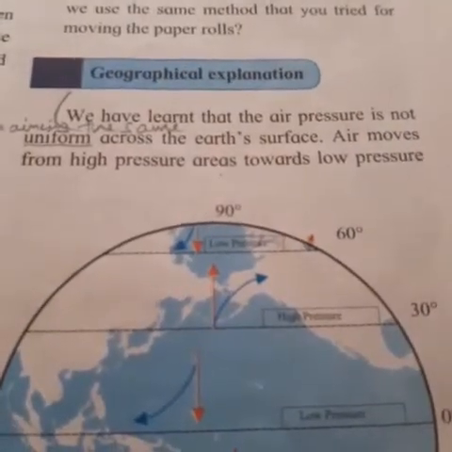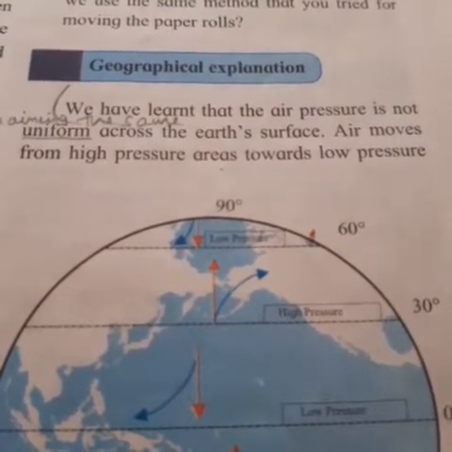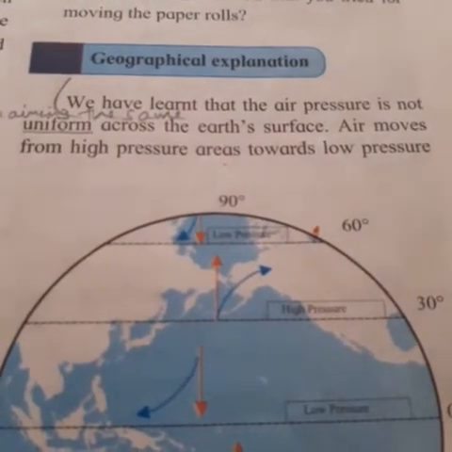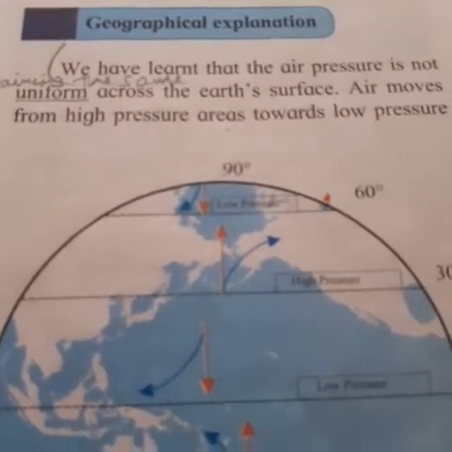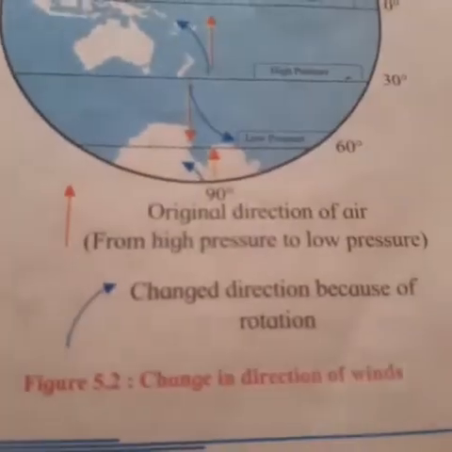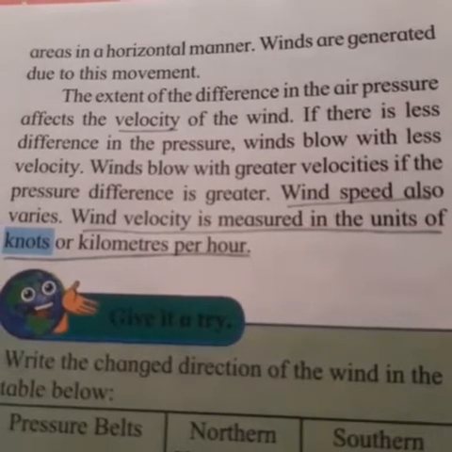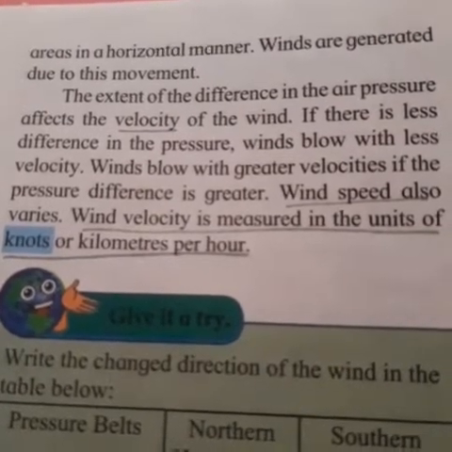We have learned that air pressure is not uniform across the earth's surface. Air moves from high pressure areas towards low pressure areas in a horizontal manner. Winds are generated due to this movement.